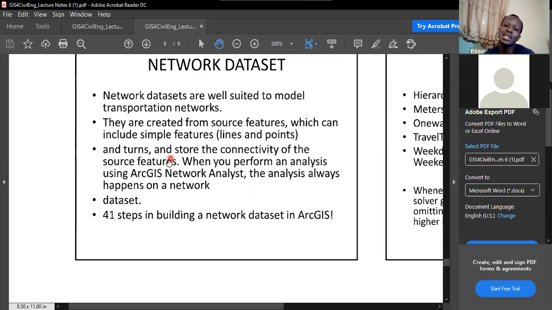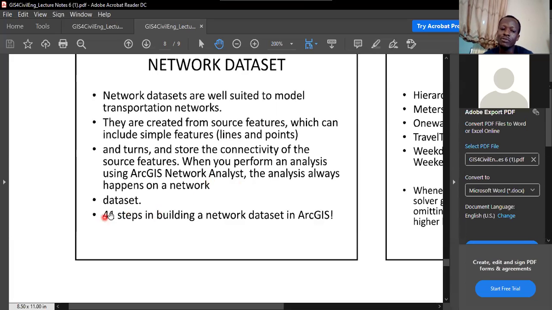So we need to have the network dataset. Build it. If it takes 1 year, build a network dataset. You'll be ready for your analysis. Don't rush to do anything. So you have to store connectivity information, where you can turn, cannot turn. Of course, it will be updated as we go.